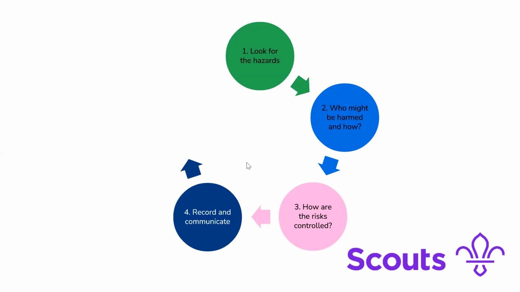So the first one is you need to look for the hazards. Identify anything that could be a hazard or a risk where somebody could be harmed. So that could be a hot iron, for example.